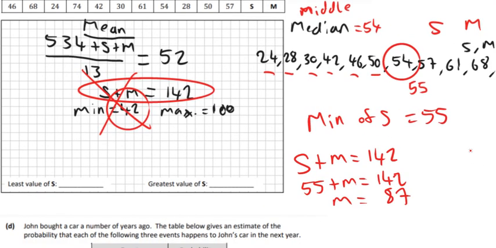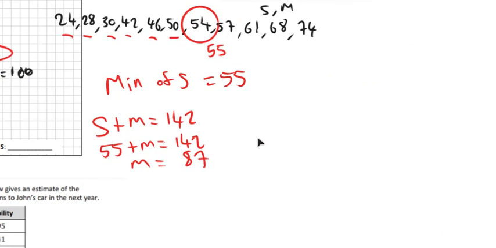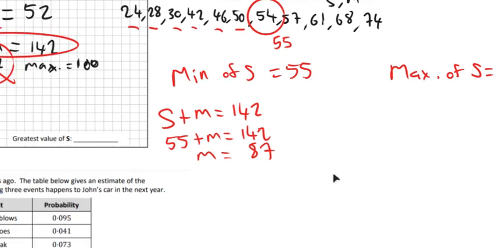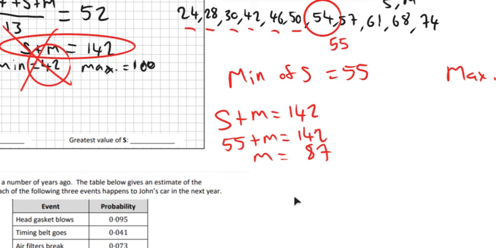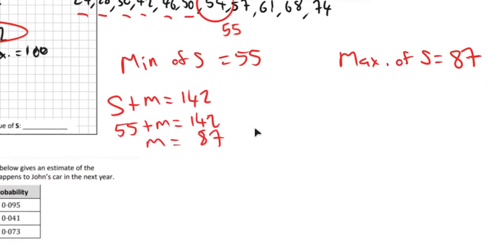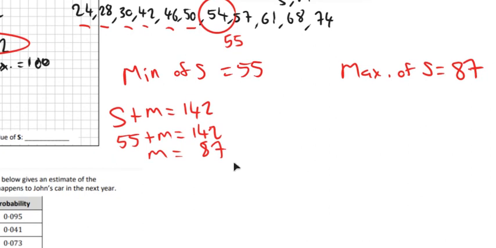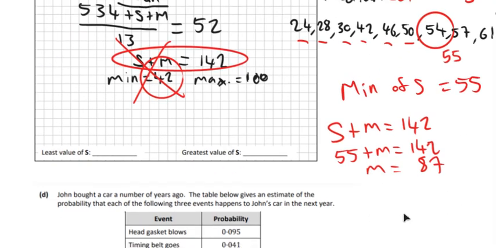So therefore the maximum that S could be, so max of S, would be 87. It couldn't be anything higher than that, because then it would change what the mean is and what the median is. So 55 for the minimum and 87 for the maximum. So that's the final answer.